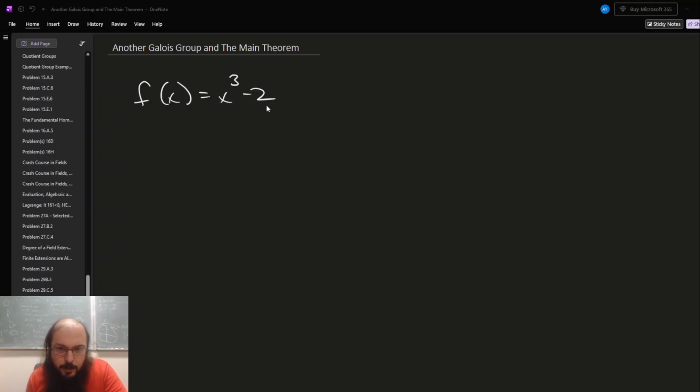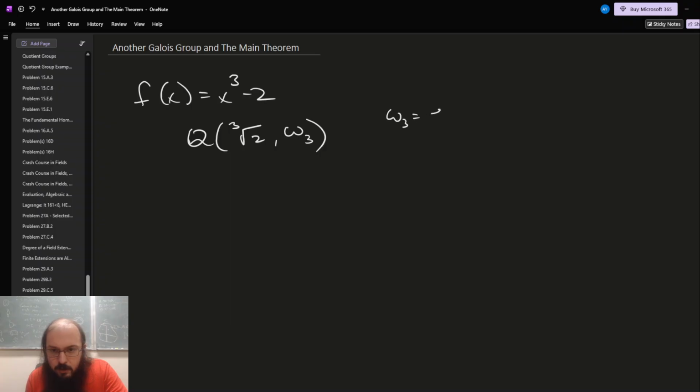So for this example, we want to determine the Galois group of this thing. And so we've seen before that when you have a polynomial of this form, then the splitting field becomes Q adjoin the real cube root together with a root of unity. Well, what do the roots of unity look like? We know that we have Euler's formula.